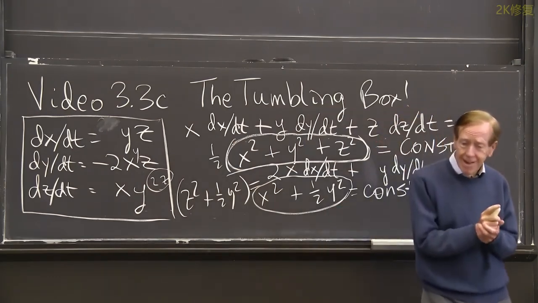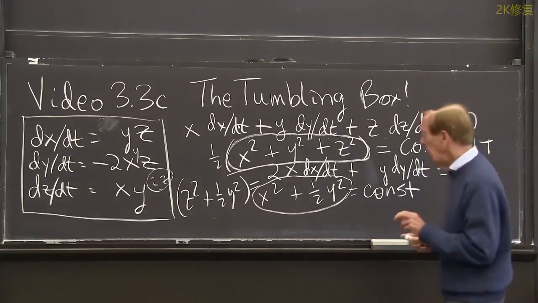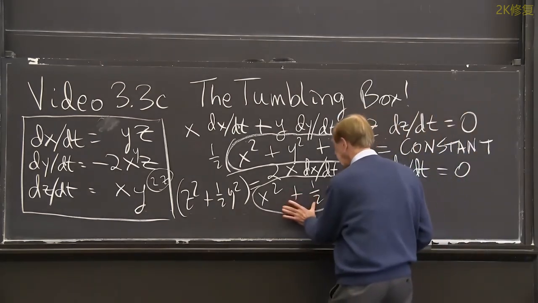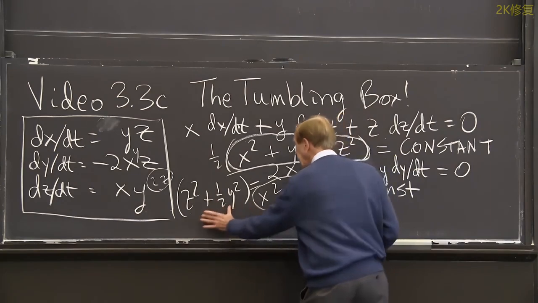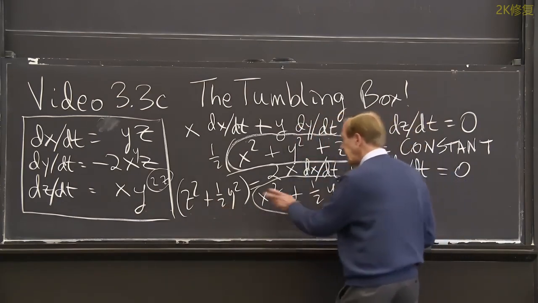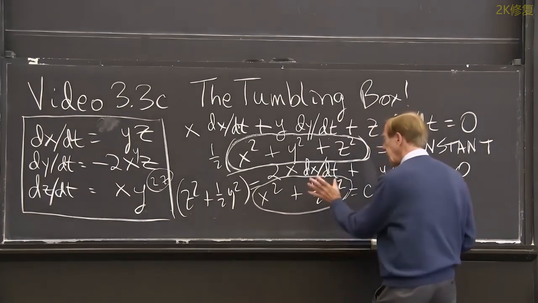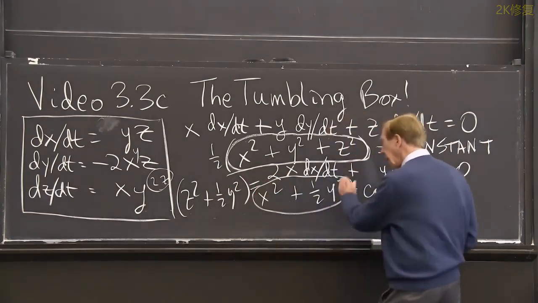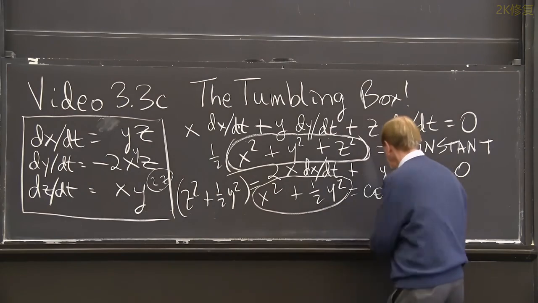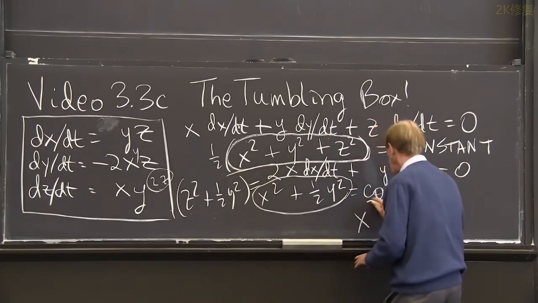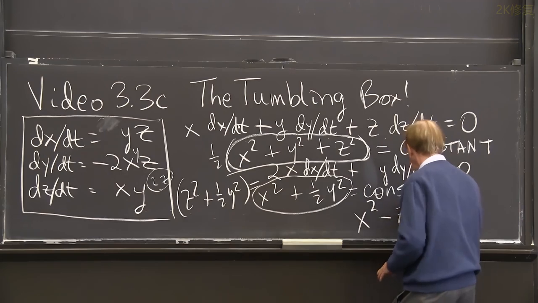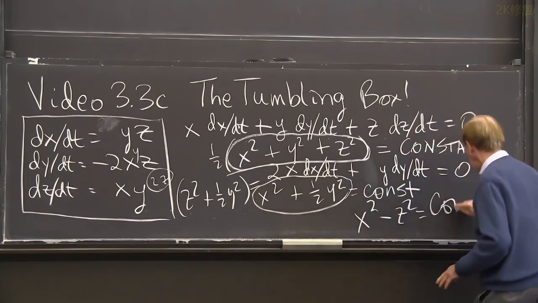But if I subtract this one from this one, take the difference of these two, suppose I take this one minus this one, the 1/2 y squared will go, so that will tell me that x squared minus z squared is a constant. Oh boy.